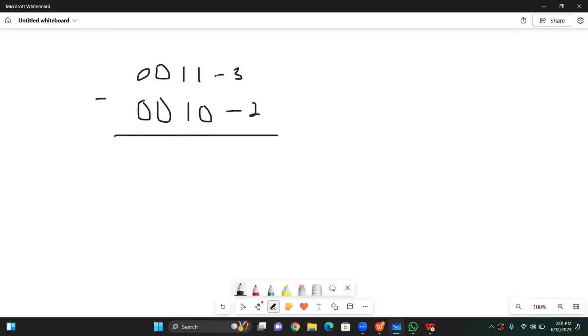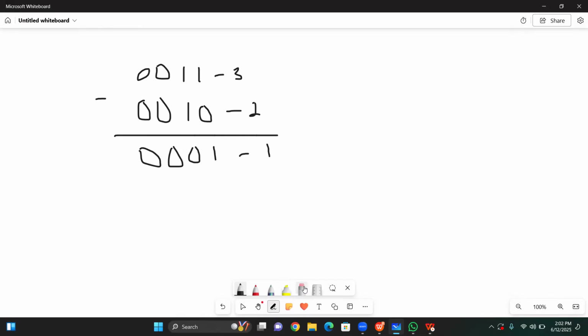First of all, we'll do it just like the way we did in decimal. 1 minus 0 is very possible because 1 is greater than 0, so 1 minus 0 will give us 1. 1 minus 1 will give us 0. And then 0 minus 0 will give us 0, and 0 minus 0 will give us 0. So what do we have here? This is 1, the binary representation of 1.